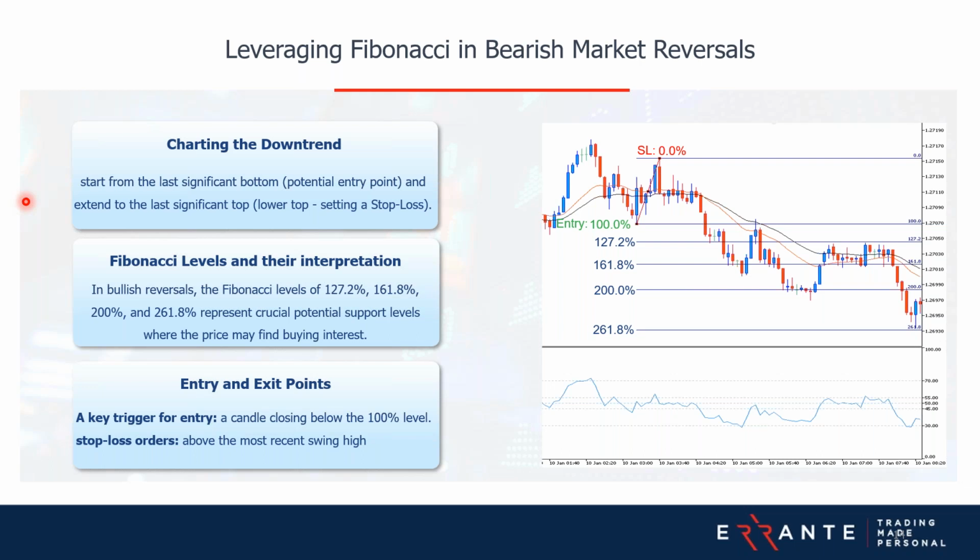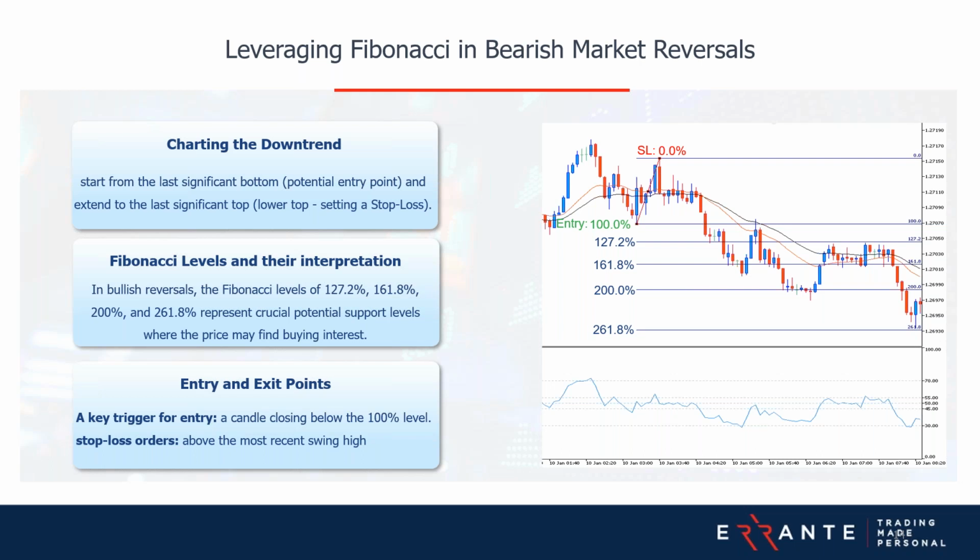Following these steps, identify the last significant bottom, which could serve as the potential entry point once the reversal is confirmed. Okay, so extend the Fibonacci tool to the last significant top, which is the lower top in a beginning of a new downtrend, and may act as a level for setting a stop loss.